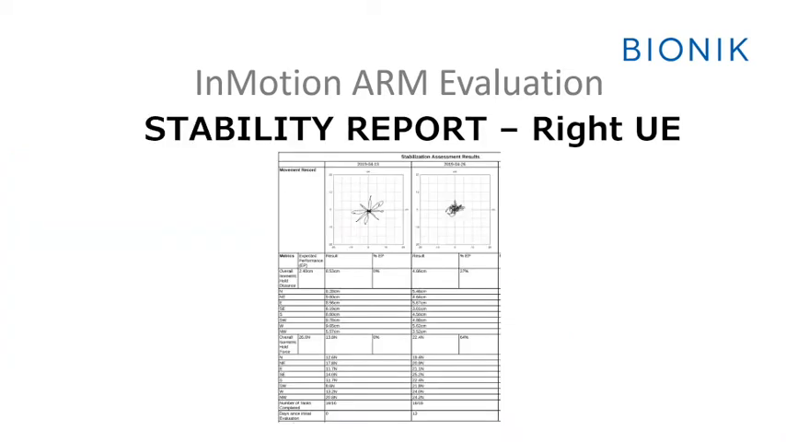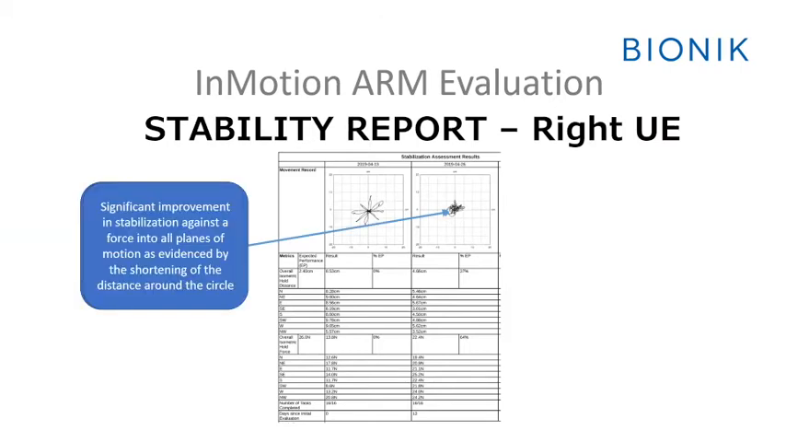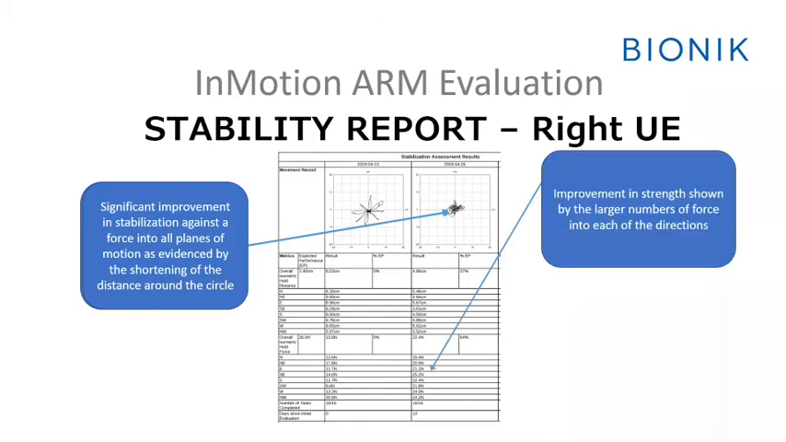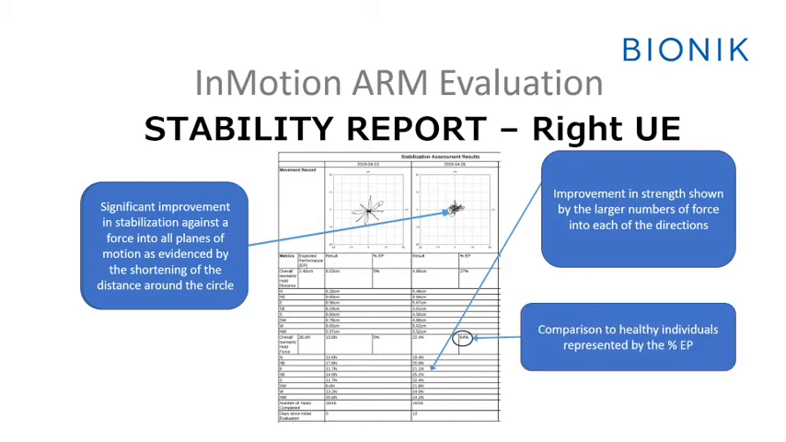In our stability report, a stark change is noted with the concentration of the movement around the center point of the circle. Remember, on the initial evaluation, this patient was unable to stabilize against a force. Well, we can now see that there's significant improvement in stabilization against that force into all planes of motion, as evidenced by the shortening of the distance around the circle. This is also reflected in the metrics down below, and it's done by direction, just as it is in the initial evaluation. And then we also have a comparison here to healthy individuals, in this case, 64% of expected performance.